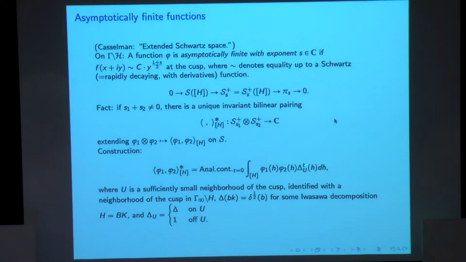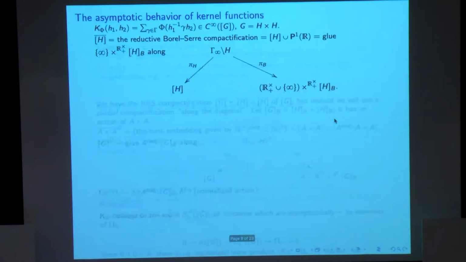So when the real part of t is very small, this becomes a convergent integral, and then you meromorphically continue. You're going to get a pole at s1 plus s2, but if s1 plus s2 is not equal to 0, you can take the analytic continuation to t equals 0, and that gives you an invariant inner product. It gives you an extension of the inner product on the Schwarz space. Okay? So this can be repeated in higher rank.